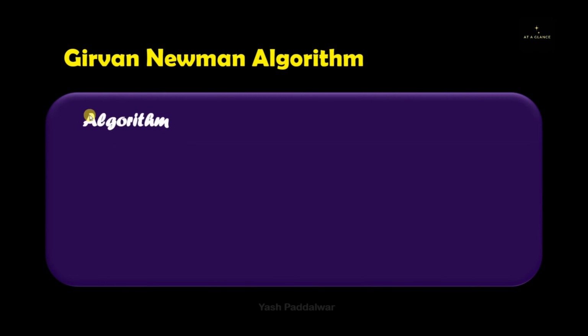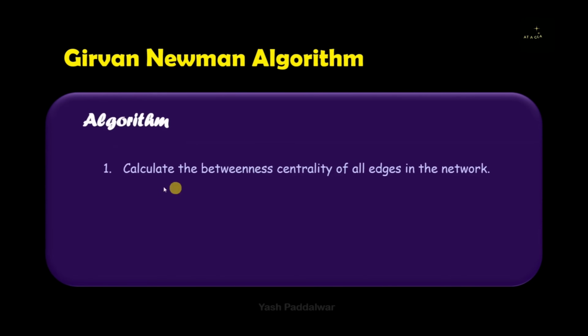The Girvan Newman algorithm is based on 4 simple steps. The first step is to calculate the betweenness centrality of all the edges in the network. Now, for calculating the final betweenness centrality of all the edges in a network, we'll have to consider every single node as the root node and then find the betweenness centrality of all the edges with respect to that root node. Don't worry, I'll show you one example and I'll tell you the step-by-step solution for calculating the betweenness centrality of all the edges.